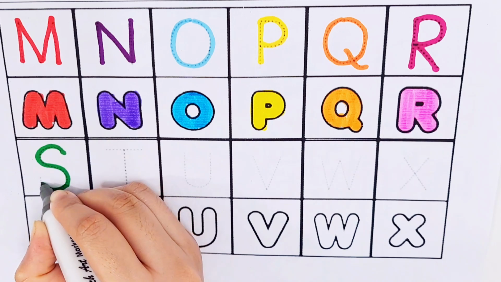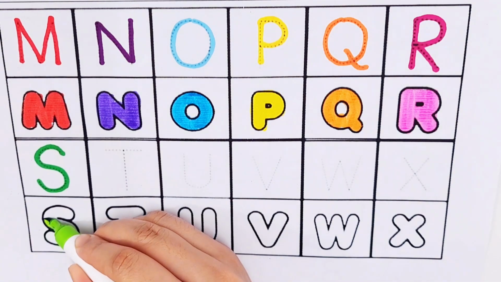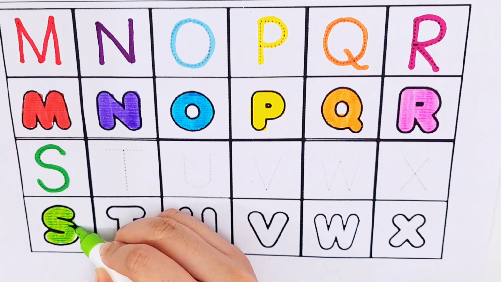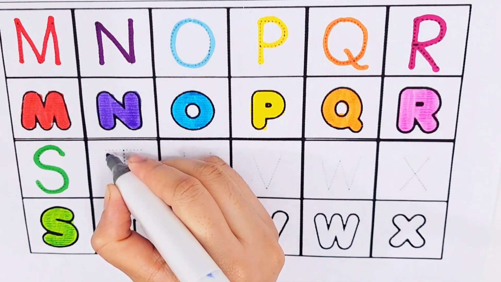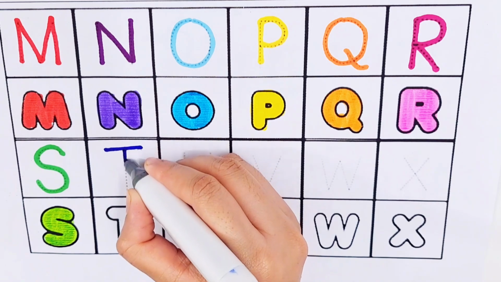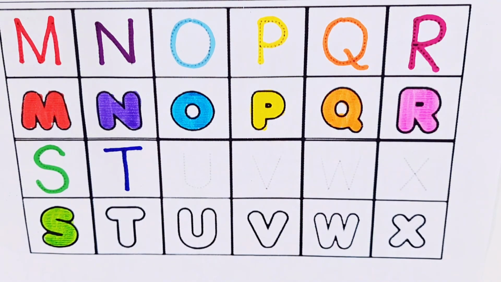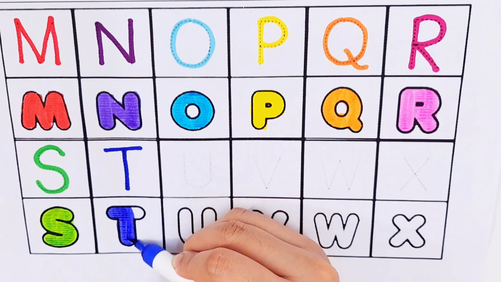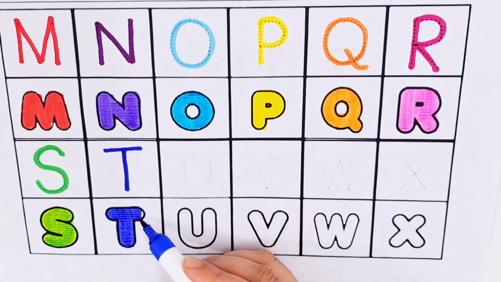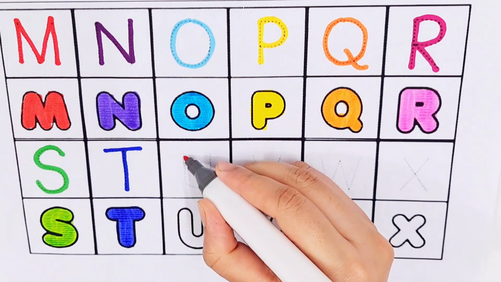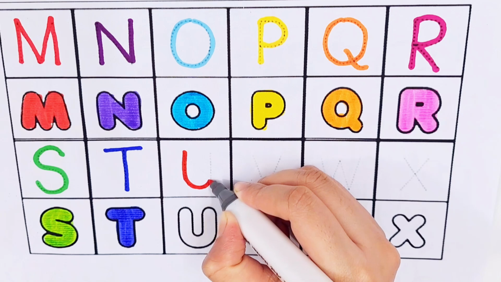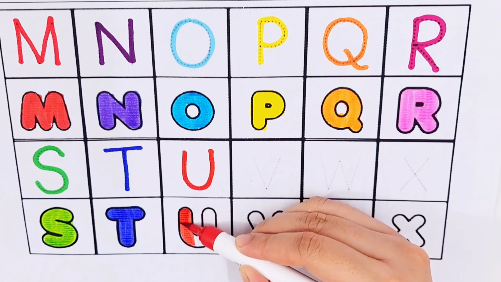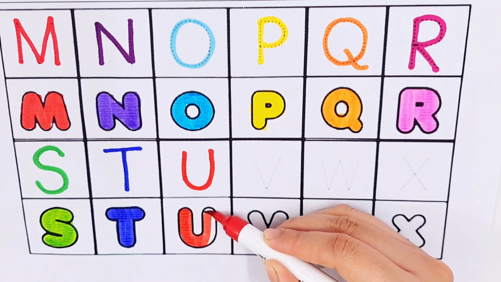S for sun. S for sheep. T for toy. T for table. U for universe. U for uniform.